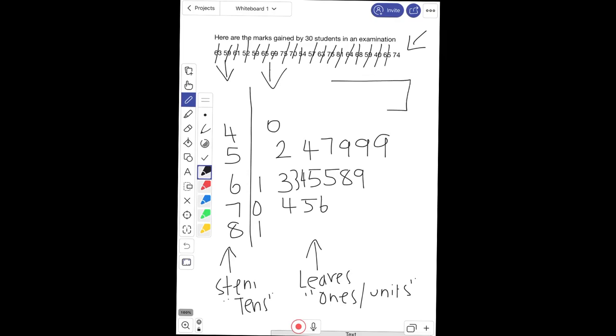Our next step would then be to draw in the key, so we can see what the stem and leaf is representing. So for example, if I take the 4 and the 0, 4, 0 equals 40.